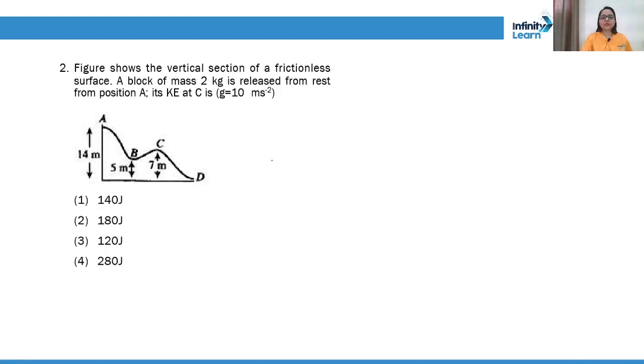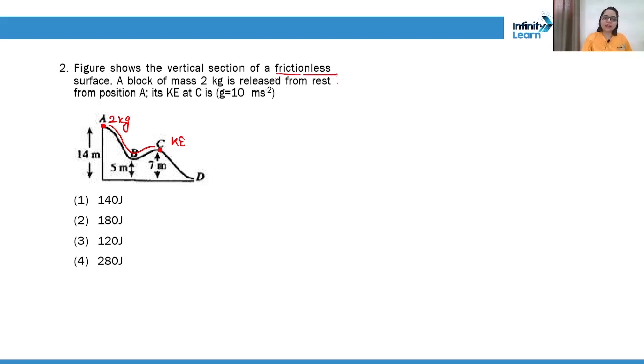Question number 2. The figure shows the vertical section of a frictionless surface. Block of mass 2 kg is released from rest from position A. Its kinetic energy at C is. What will be the kinetic energy of the particle at C? So when you release one particle from A, it will follow a path something like this and it will come to C, right? Now this is frictionless surface.